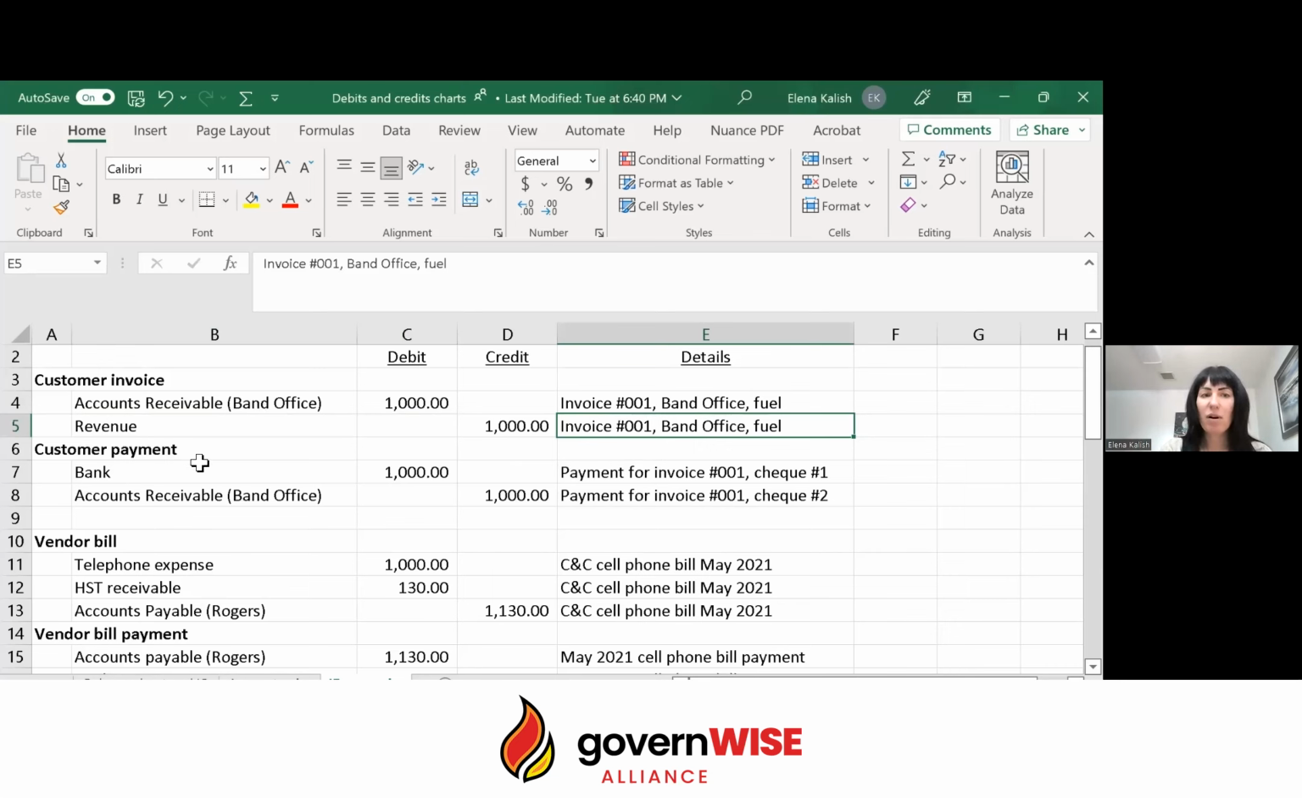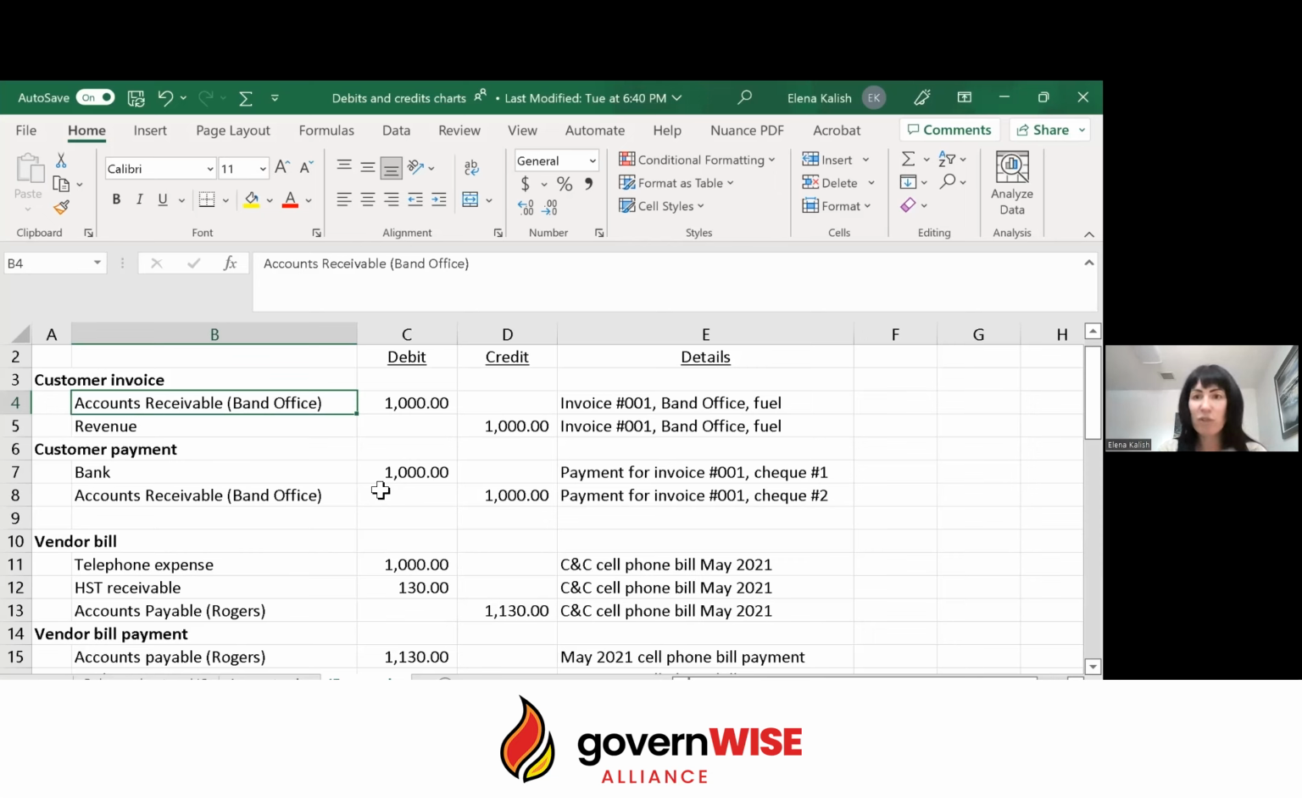So now customer payment, the band office is paying the invoice, say a month later. So what's happening here? Well, we have that account receivable sitting from the band office, so we have to reduce that. We have to decrease accounts receivable, and we have to increase our bank, right? Because now they're actually transferring money to the bank or giving us a check that we'll deposit. So again, we have to decrease accounts receivable, which is an asset, and increase bank, which is an asset.